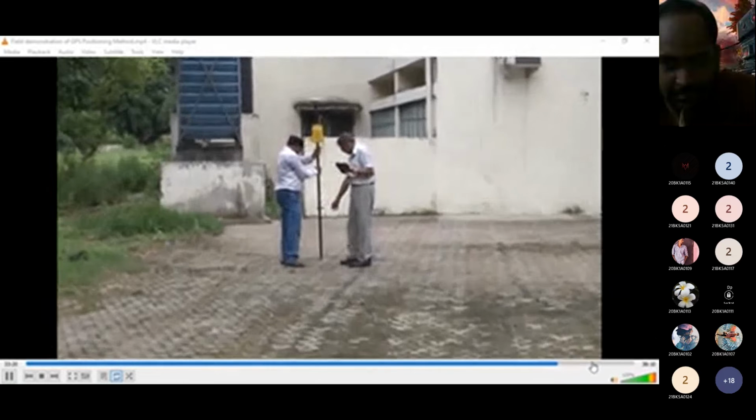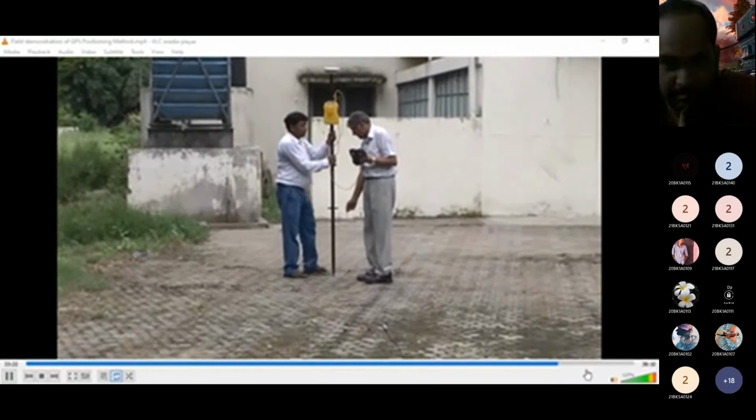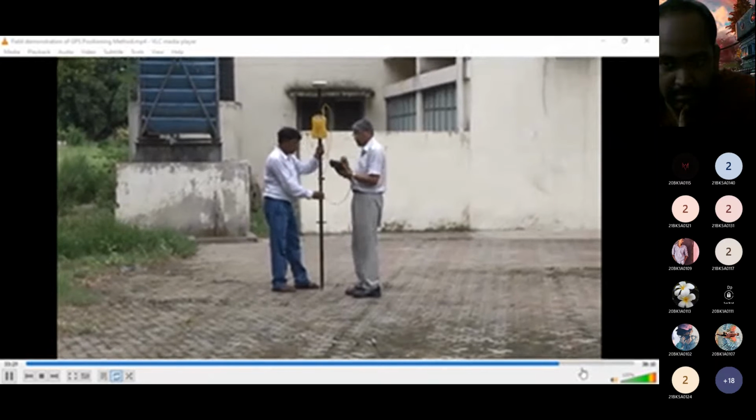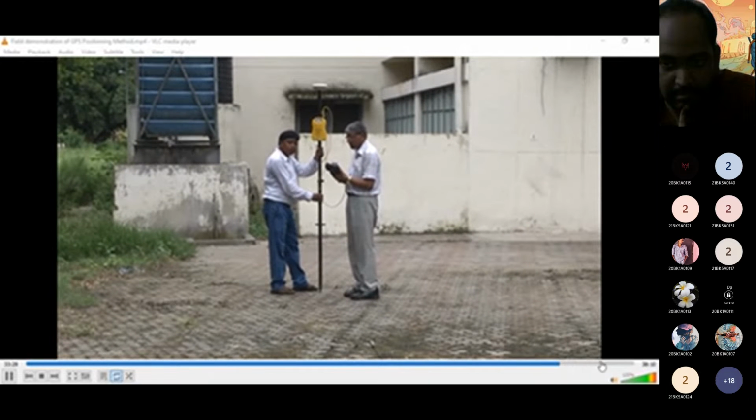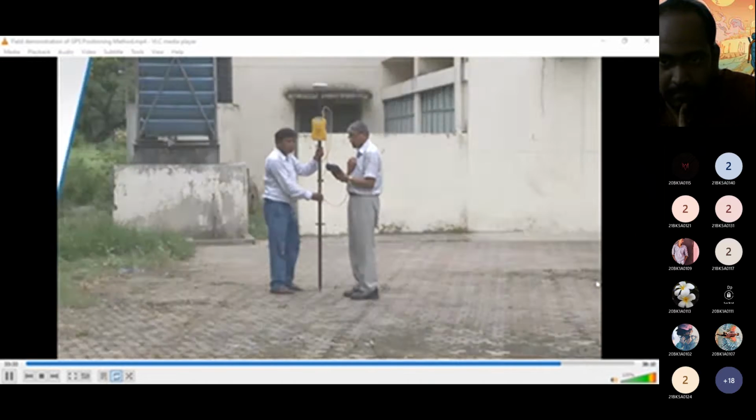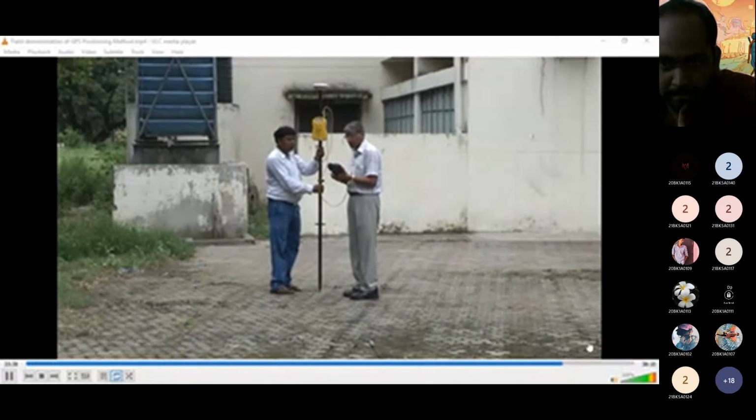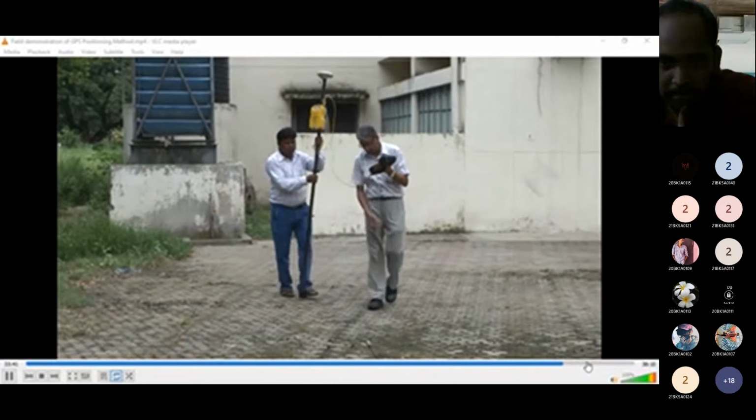So this is the third point which we want to measure, whose name is Rover 9. As we have centered it and leveled it, now I will start measurement. So now we can store it. So we can go to the next point. Let us go to the next point.